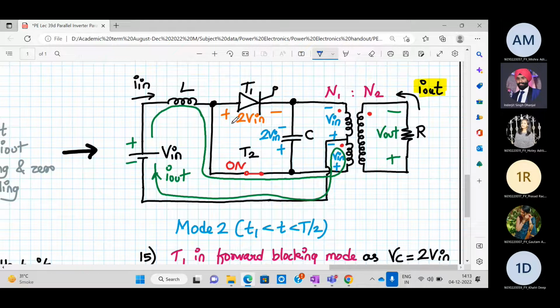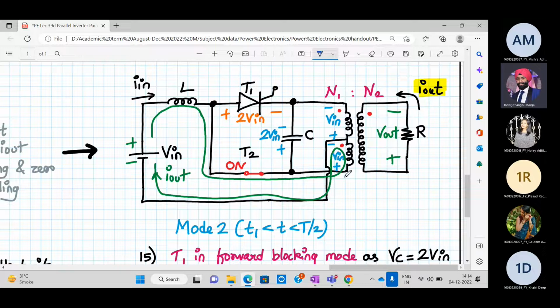Now this voltage will appear across T1. So now T1 is not on, but it's eligible to become on now. So this voltage plus 2V in will make sure that T1 is in the forward blocking mode now. Are you following? But now see the direction of change of I out.